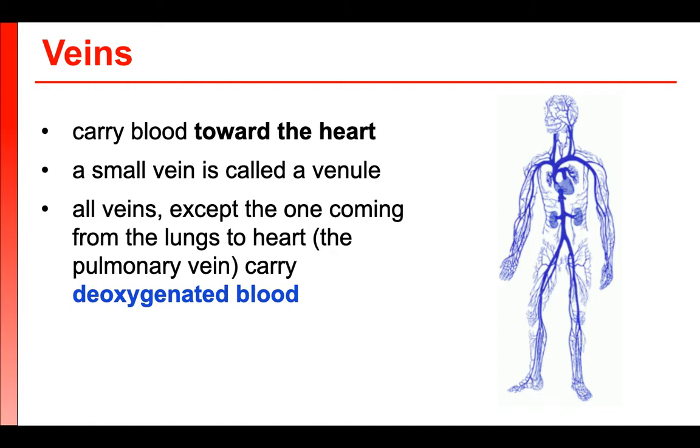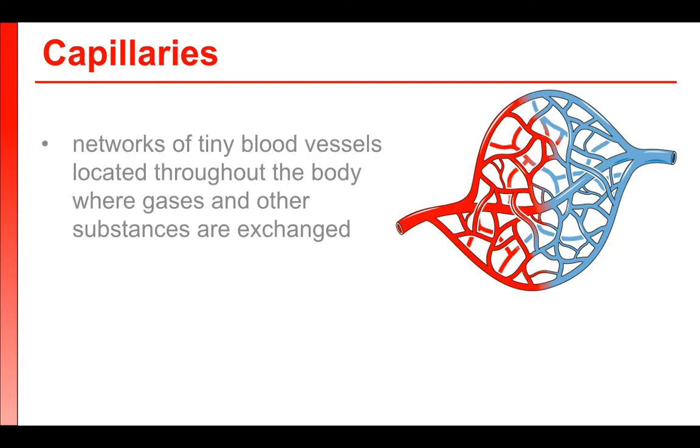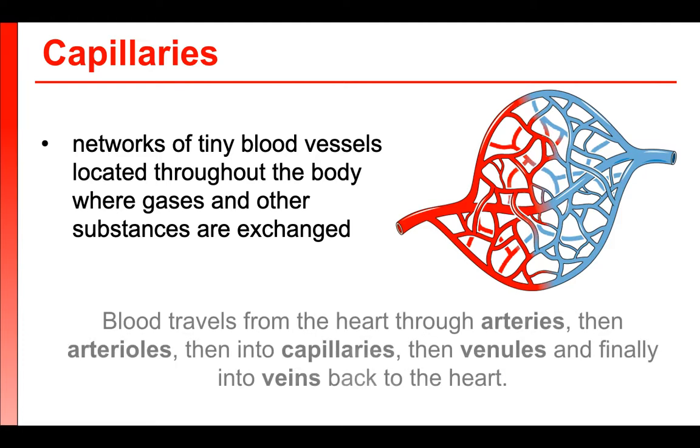And when we talk about the heart, we'll look at that a little more closely and look at how the blood goes through the heart and through the lungs to pick up that really important oxygen and get rid of carbon dioxide. And then the last type were the capillaries, which are networks of really tiny blood vessels, and they're located throughout the whole body. And this is where the gases and the nutrients are exchanged from the blood into the tissue cells that need them.